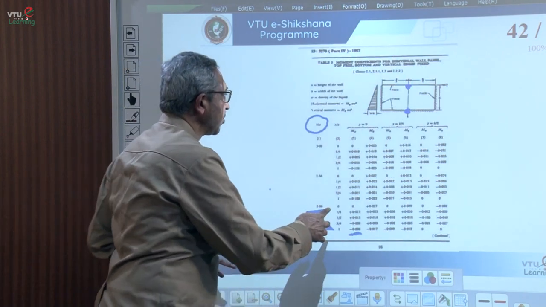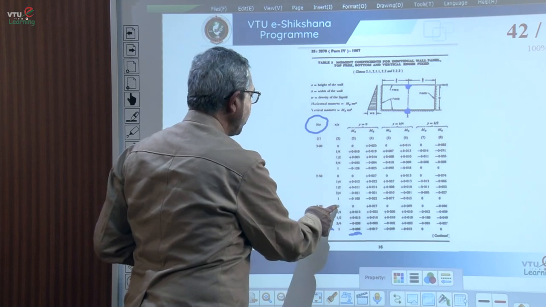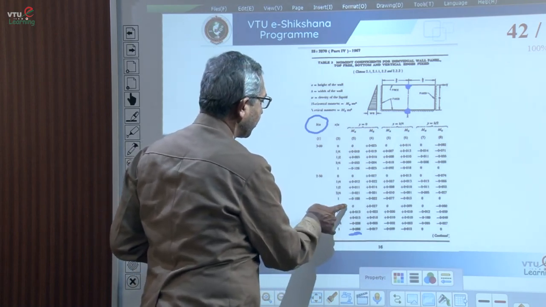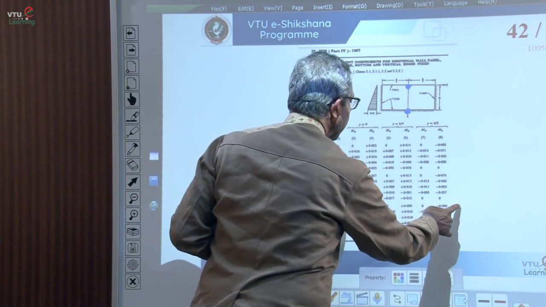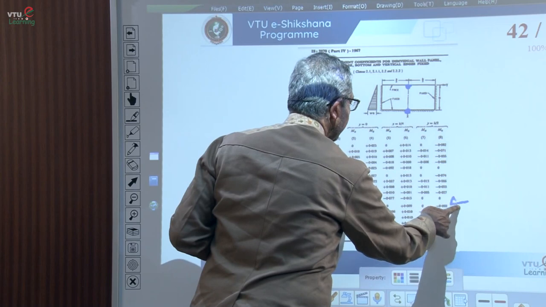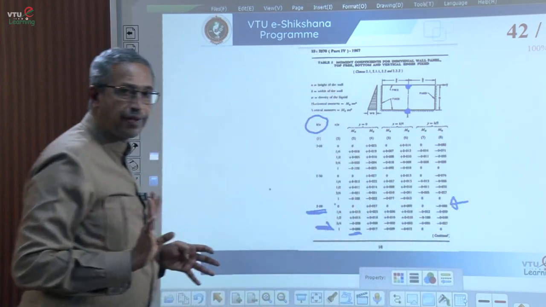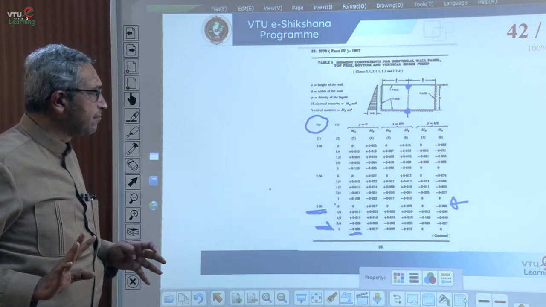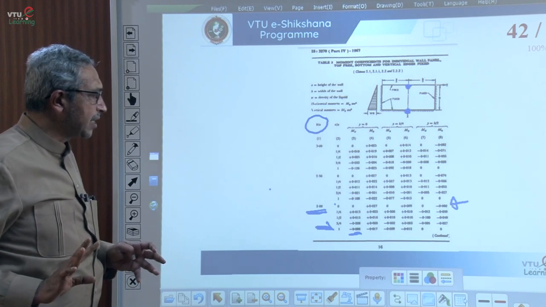X by A equal to 0 and the value of Y is equal to B by 2. So this is our value of X by A equal to 0 and Y equal to B by 2. So this is where Y is equal to B by 2, the point where we get the maximum coefficient for MY.